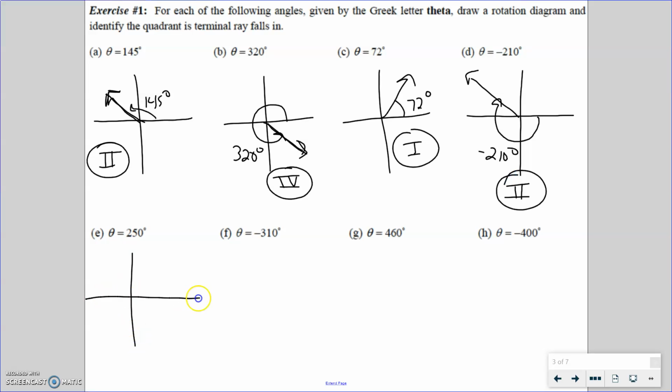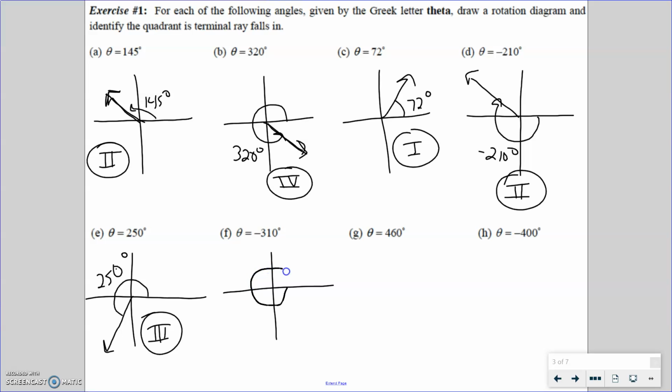All right, 250 degrees. That's just before 270. So here's 90, 180, and 270's all the way over. So something like this. So this one must be quadrant 3. Negative 310. Again, we're going to go clockwise. So here's negative 90, negative 180, negative 270. So something like that. So the terminal ray is in quadrant 1.